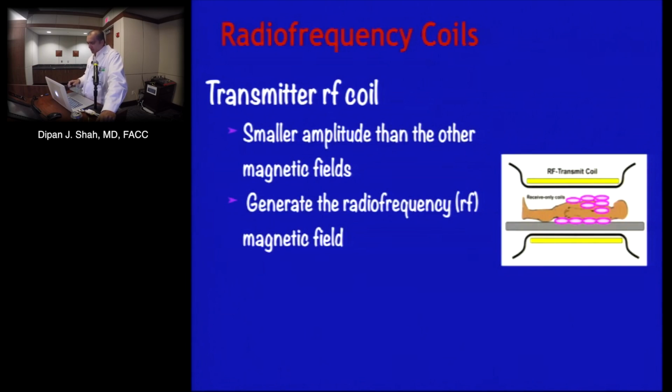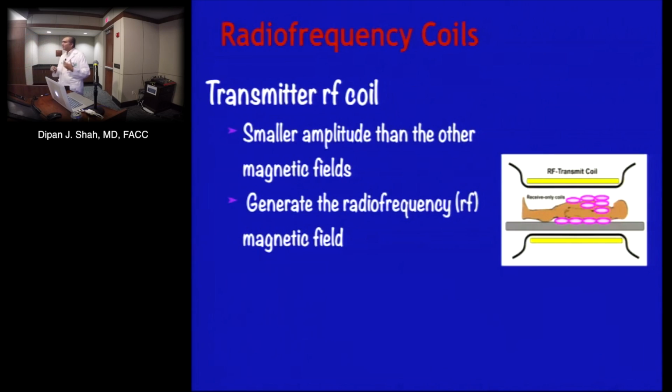The transmit RF coil is, in most scenarios, present within the bore of the scanner itself. That transmits a radio frequency signal into the body, and the coil within the bore of the magnet can also receive signal. But you also have superficial coils that you can place on top of the patient or right behind the spine that can receive signal.